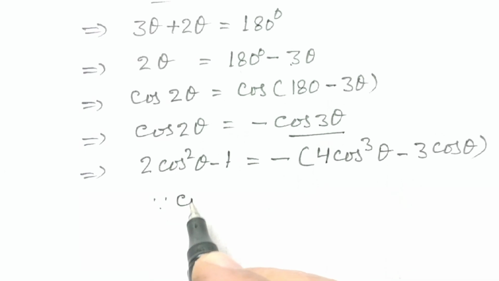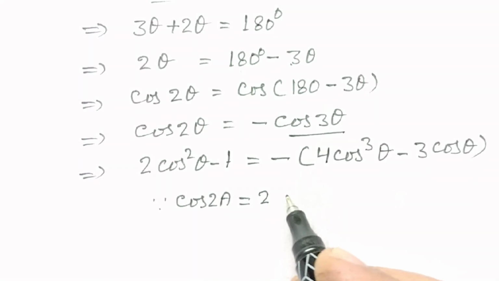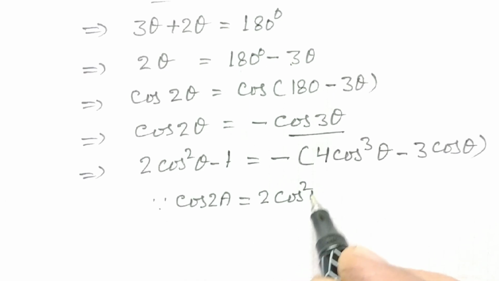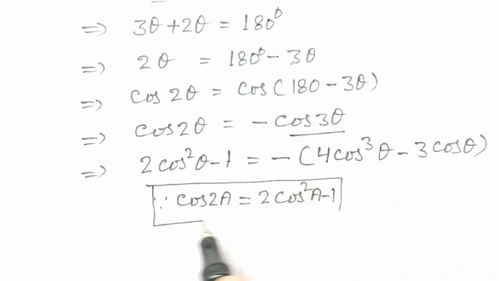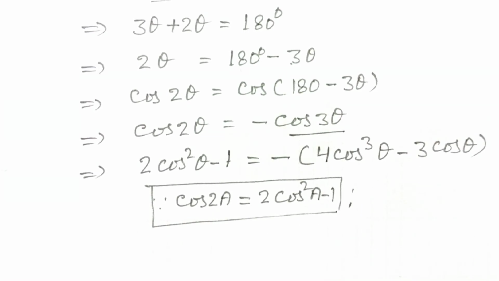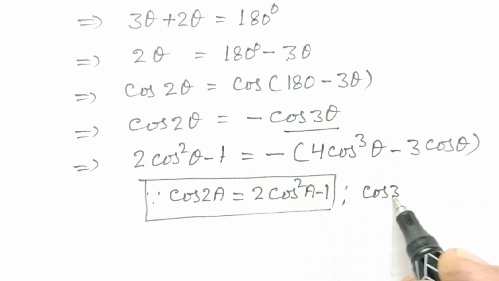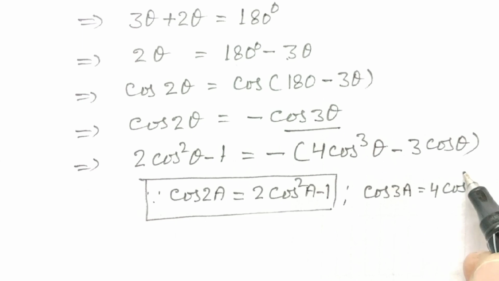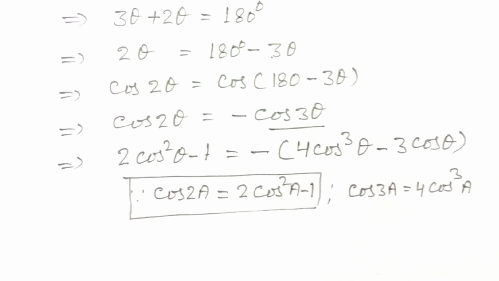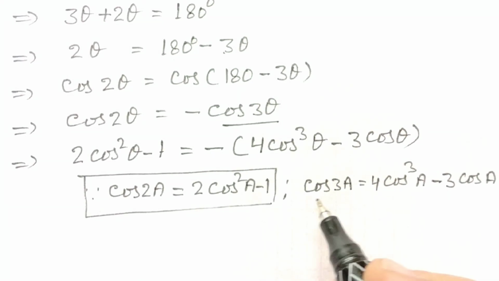Because cos 2a is equal to 2 cos square a minus 1. Right? And cos 3a is equal to 4 cos cube a minus 3 cos a. Right?